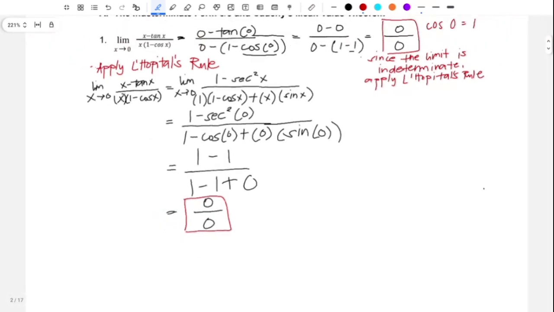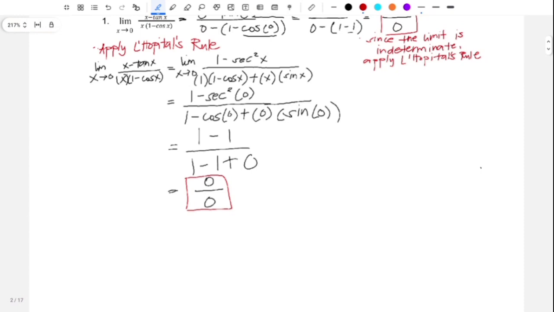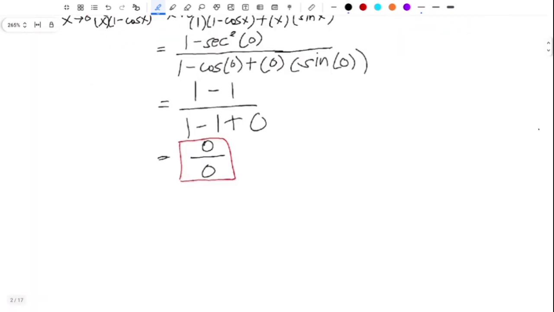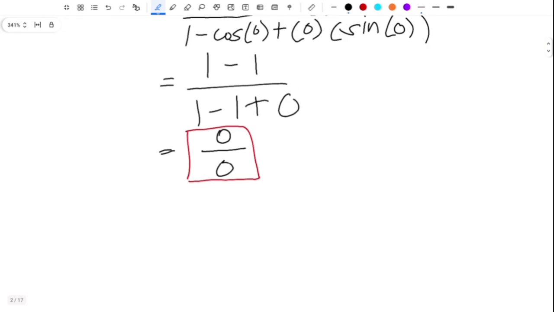And since the limit is indeterminate form again, we still need to apply the L'Hopital's rule again. Okay.